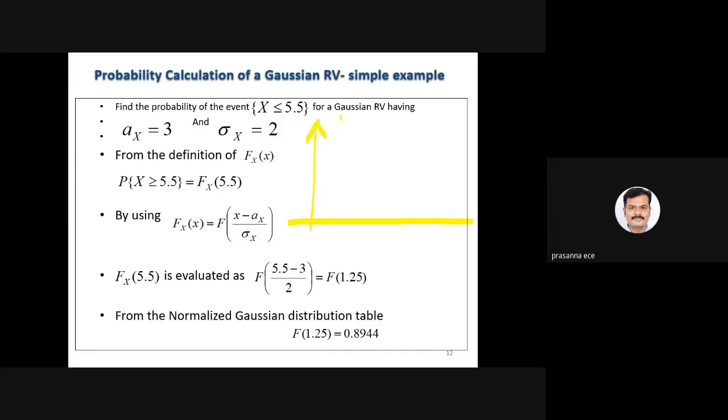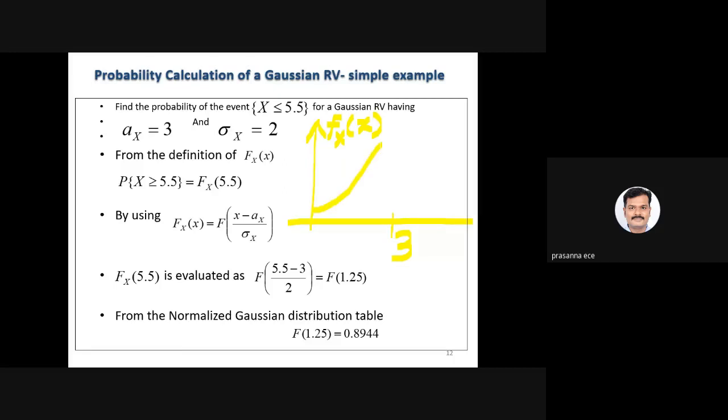If you want to plot the density function, which is small f_X(x), where is the bell shaped curve located for this particular case? Can anyone answer? Yes, it is located at 3. Very good. The bell shaped curve moves and stands at the point 3. Sigma_X equal to 2 represents the spread of the curve.